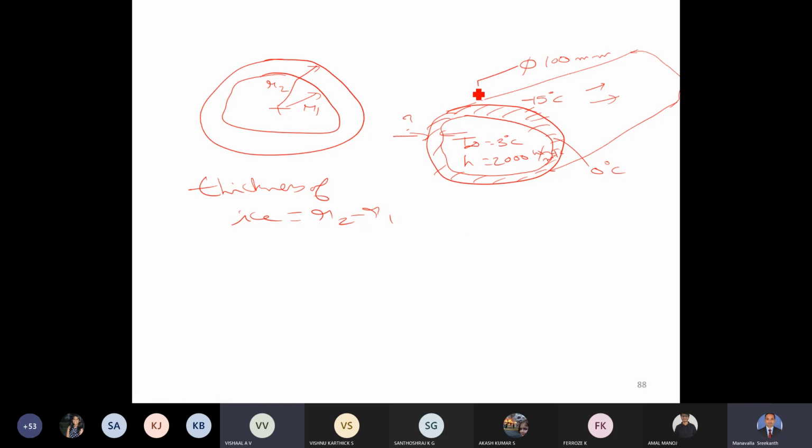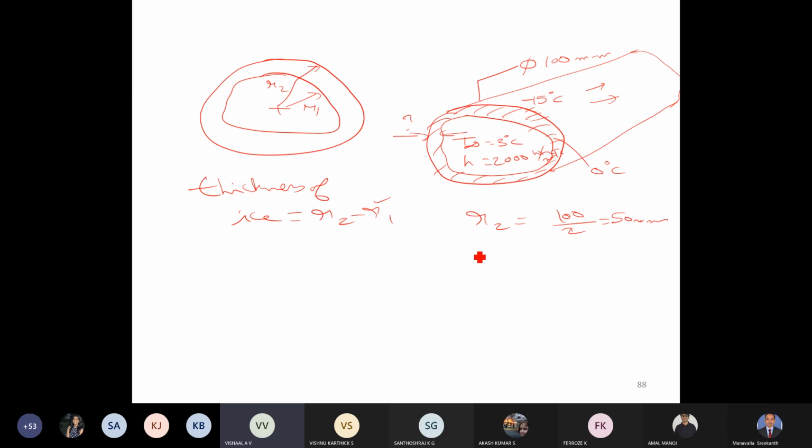There we are actually given the diameter. Therefore, R2 is 100 by 2, which is 50 millimeters. The only thing is we have to find out the value of R1. So this is what we need to do.